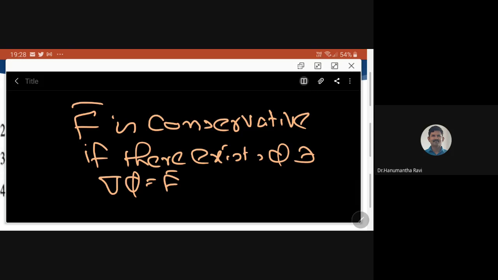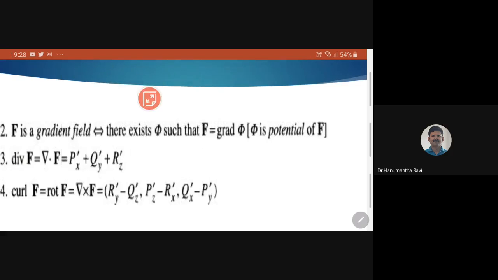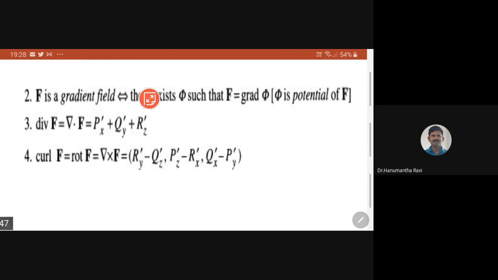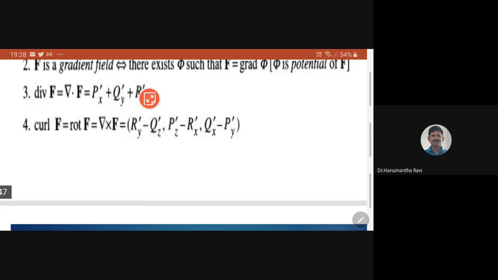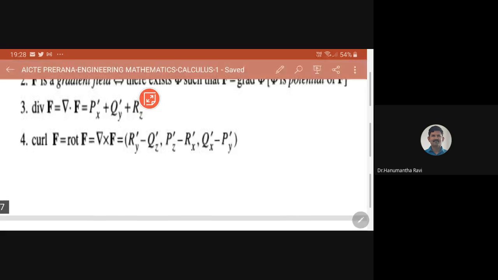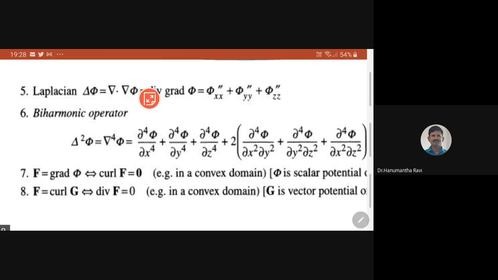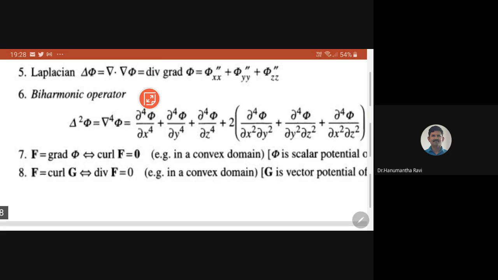This is called a conservative vector field, which we will check, and then see the curl of f bar. Yesterday I already gave the explanation. Divergence of f bar is written in terms of P, Q, R, that's all. The points 7 and 8 are important here. If f bar is equal to grad phi, then curl f bar is 0. That is a very, very important thing.